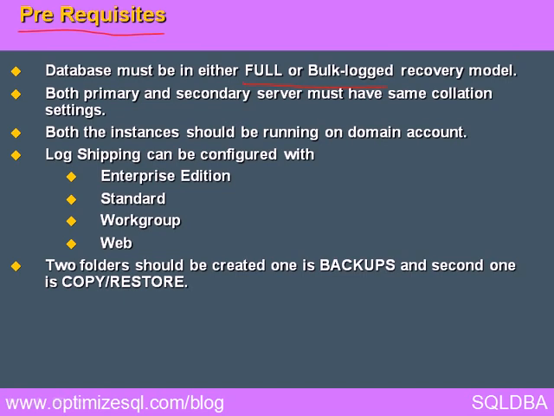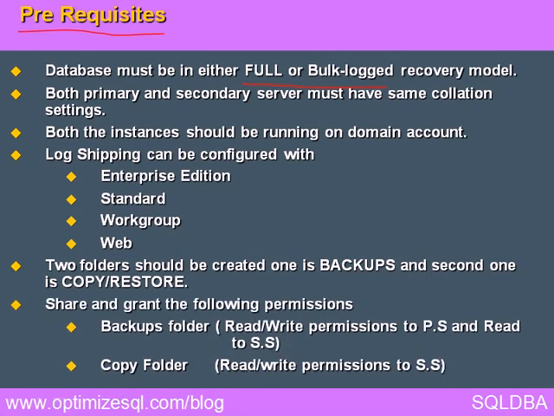That's why read permission to the secondary server. The copy job is coming from the secondary server just to copy and paste. It will not perform any deletion, just copy paste. That's why read permission to the secondary server. On the copy folder, read-write permission to which server? Secondary server. Observe that permissions are important. Backup folder: read-write permission to primary server, read to secondary. Copy folder: read-write permission to secondary server.